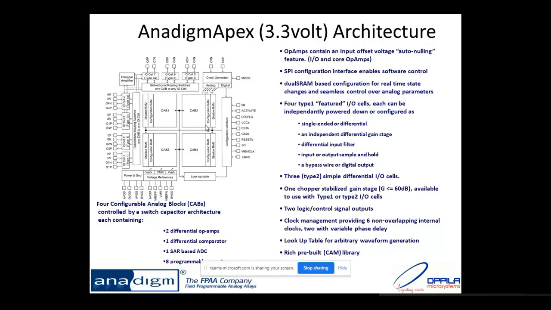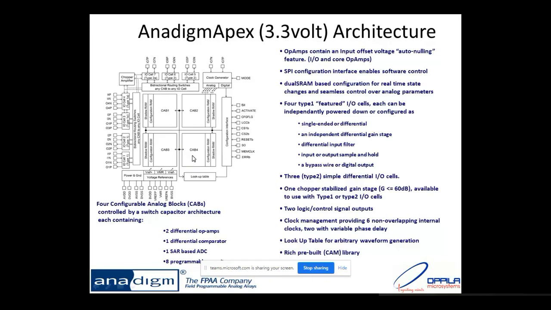This is a single FPAA IC, not the FPAA board. You have 4 FPAA ICs on the board, right? This is each one. So this is the architecture of a single FPAA. Inside this FPAA, we have CAB1, CAB2, CAB3, and CAB4.